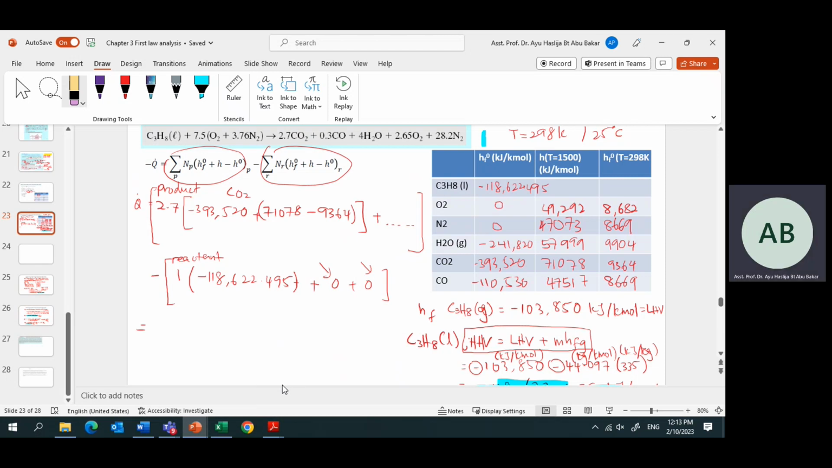The equation will be provided. But for the A, the simple one, you need to memorize. A, how to calculate the A, right?